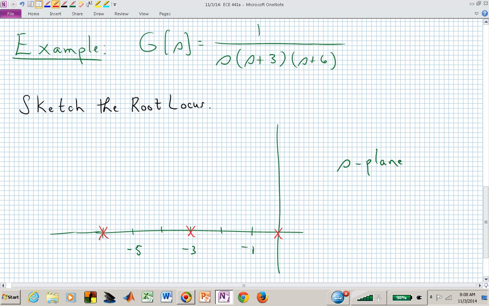What's the next step? Now we cut bread, right? We're slicing the line, the real axis, into segments and identifying those segments that belong on the root locus. From 0 to plus infinity, does that belong? Yes or no on the root locus? Up or down? No? Okay. What about from the origin to -3? That one, thumbs up.